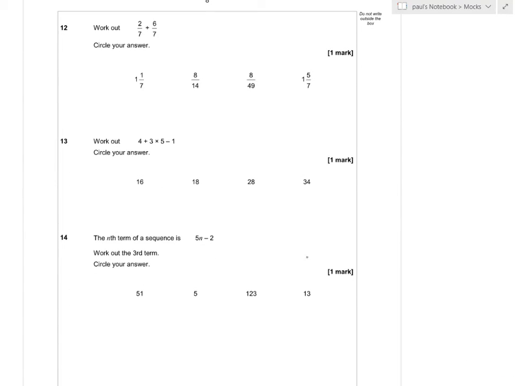Question 12. 2/7 plus 6/7. Just add the two top ones, so you get 8 sevenths. Top heavy. 7 into 8 goes 1 and a seventh. So that's that one.